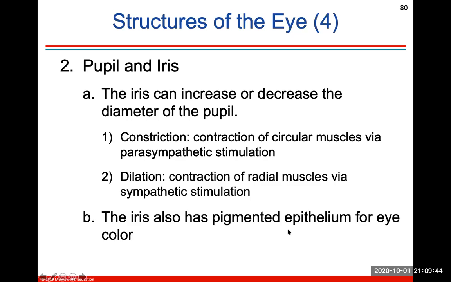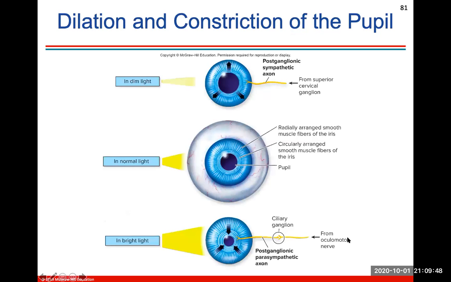The iris also has pigmented epithelium for eye color, and that's what gives us all our different eye colors. So here you can see the different layers of muscle in the iris and how each one works to dilate the pupil in dim light and constrict the pupil in bright light.